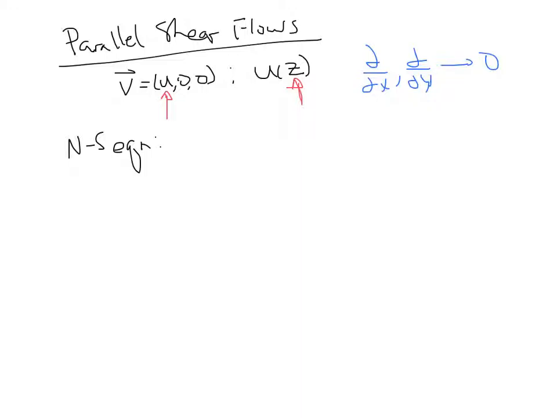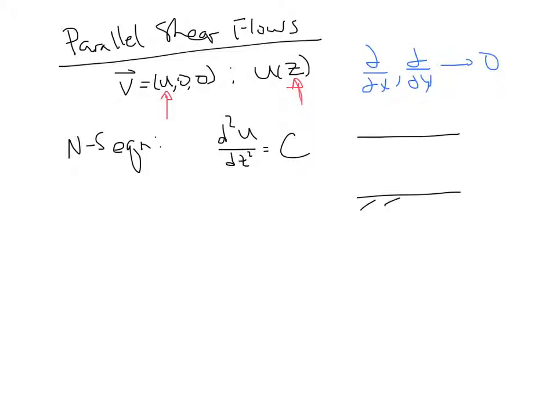simplified to the point where we would say that d squared u dz squared is equal to some constant value. Now that constant could be related to the gravitational constant, could be related to a pressure gradient, or could be 0 in the case where we have boundary-driven flow.